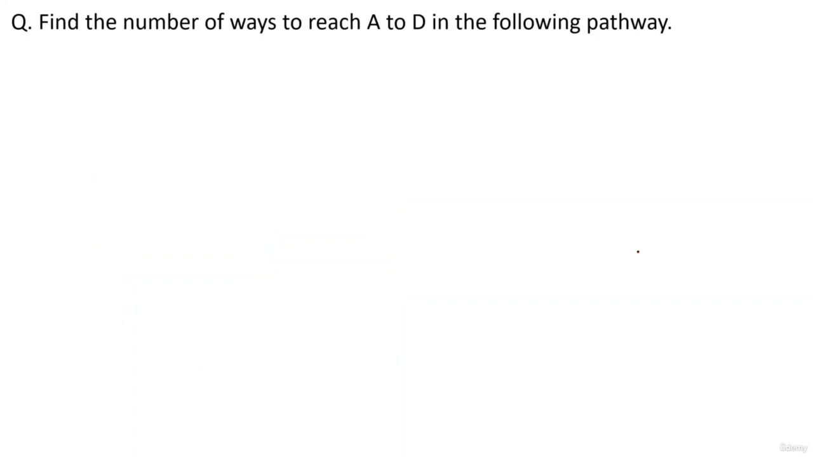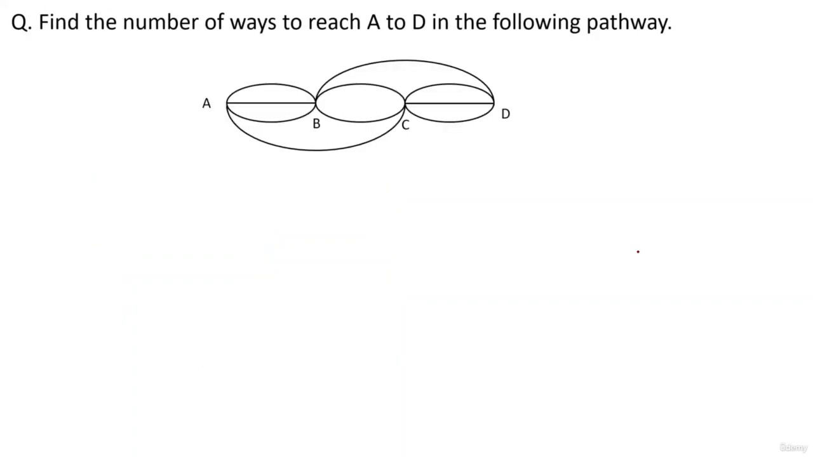Find the number of ways to reach A to D in the following pathway. So I've shown you a pathway over here from A to D, and you need to find out the number of ways to travel from A to D. Now, guys, let's understand what are the options available. The first option is you can go from A to B, B to C, and C to D. एक तरीका हो सकता है. Or you can go from A to B and then B to D, because B to D direct route available है. Similarly, you can go from A to C directly, and then travel from C to D.